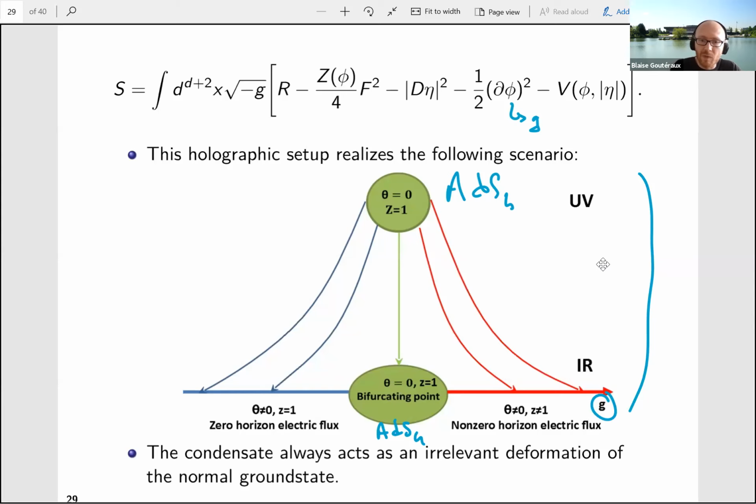But then when we cross this point by varying this coupling G, we'll go from a phase that has zero horizon electric flux at zero temperature to a phase that still has a charged horizon at zero temperature. And in these geometries, the condensate always acts as an irrelevant deformation. So that means that qualitatively, these geometries are the same as in the normal phase. And then when we add the condensate, it just acts as a small deformation all the way to zero temperature.